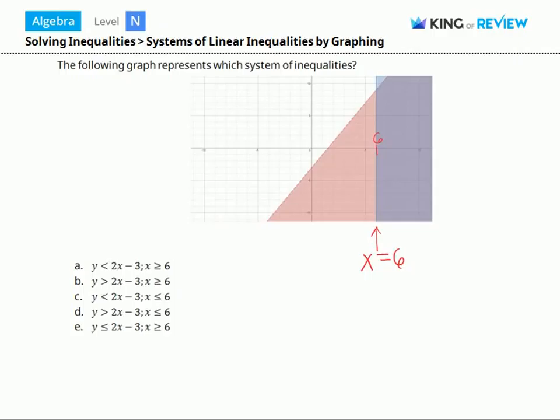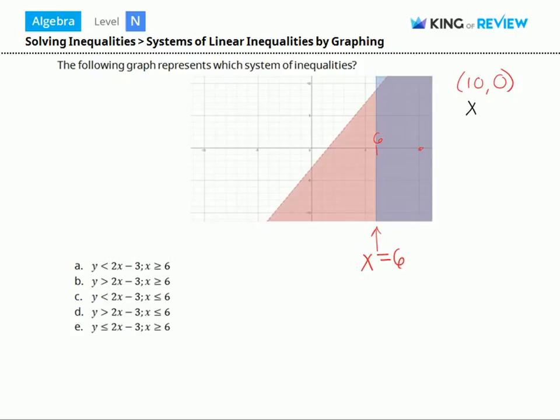Now we need to determine which inequality sign to use. To do this, we'll plug in a point that's within the solution set. Let's use this point here. This point is (10, 0). So we'll use the point (10, 0) and determine the inequality sign.